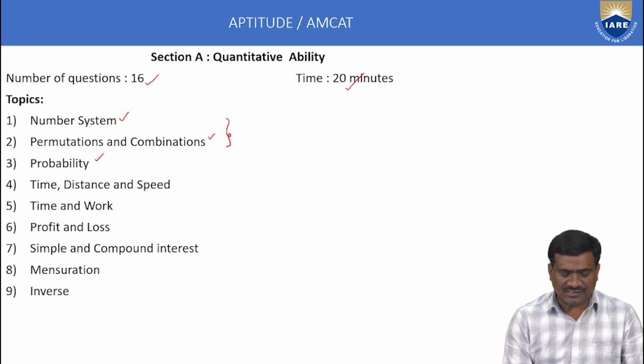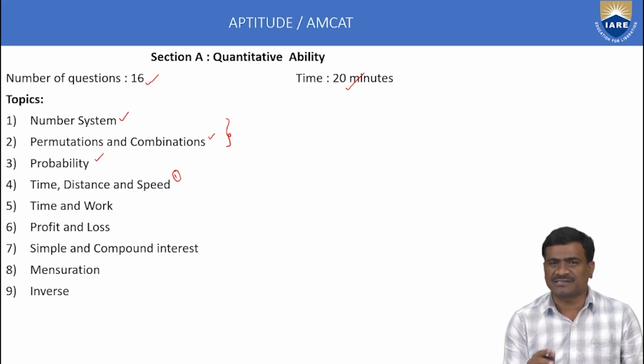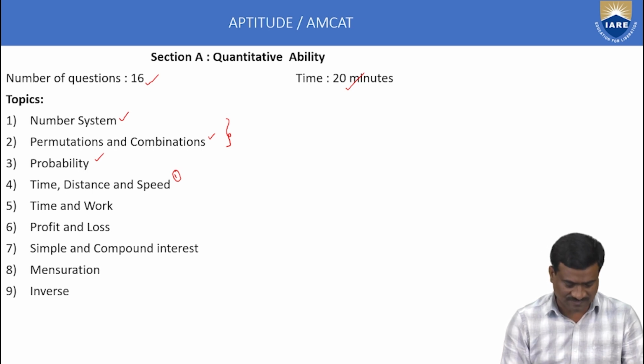Next, time, distance and speed, maximum 1 mark only. Just concentrate only on applications in time, distance and speed: when distance is constant, when time is constant, when speed is constant, and also prepare the conversion method. Those models are enough to prepare for the AMCAT test pattern in the quant part.